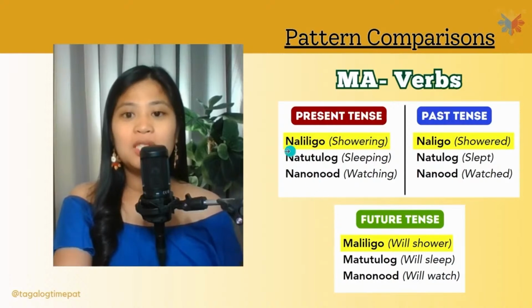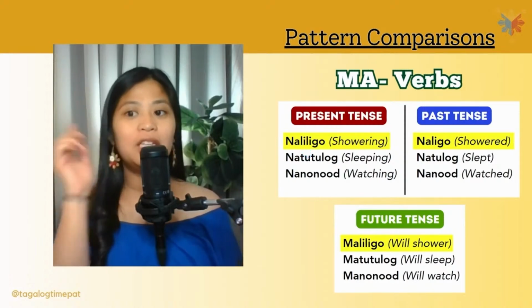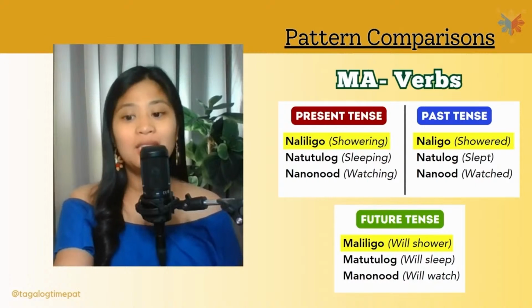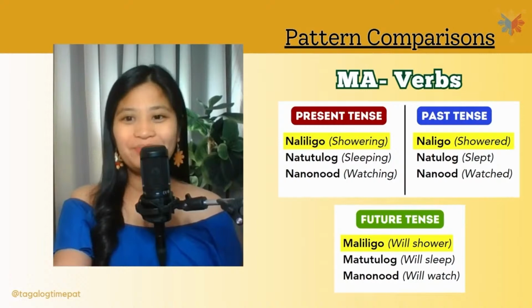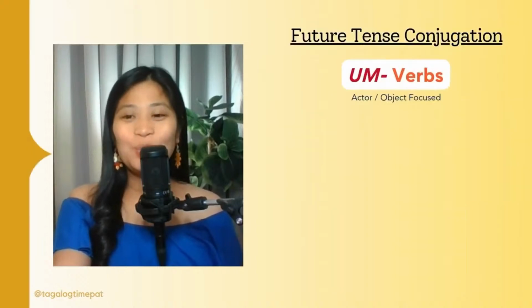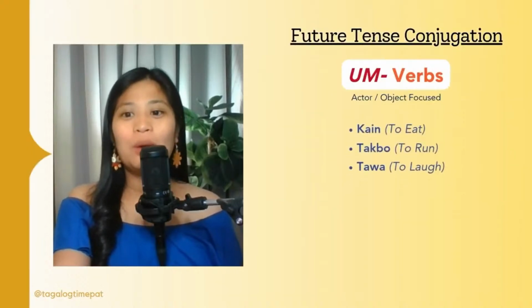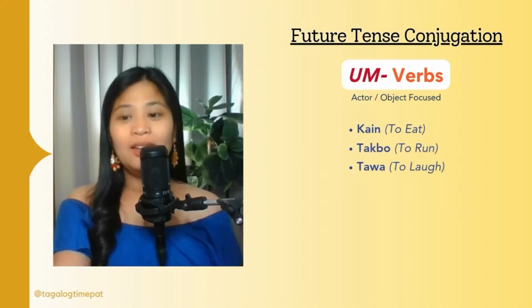The only difference is that first letter. But they both have that repeated first syllable. So again, try to listen carefully or try to rely on the context clues so that you can figure out what they're talking about. Okay, next, um verbs. Our um verbs are kain, to eat, takbo, to run, tawa, to laugh.